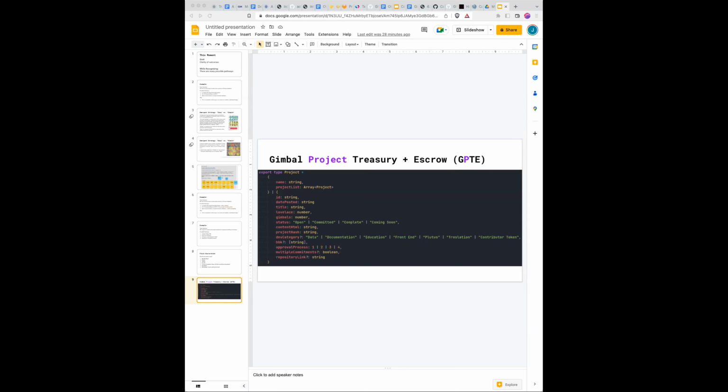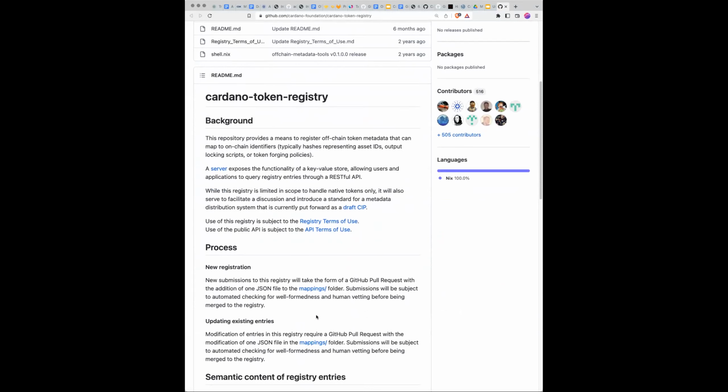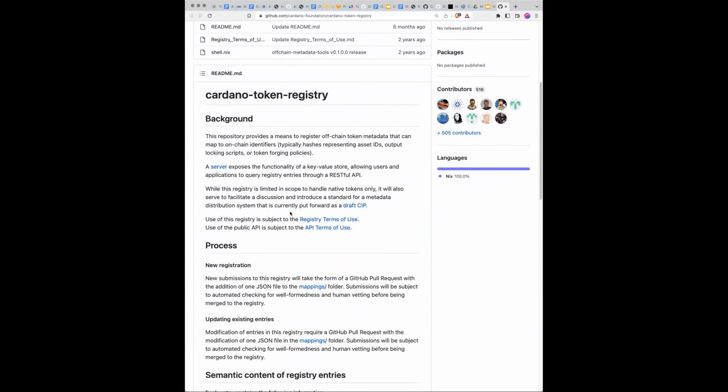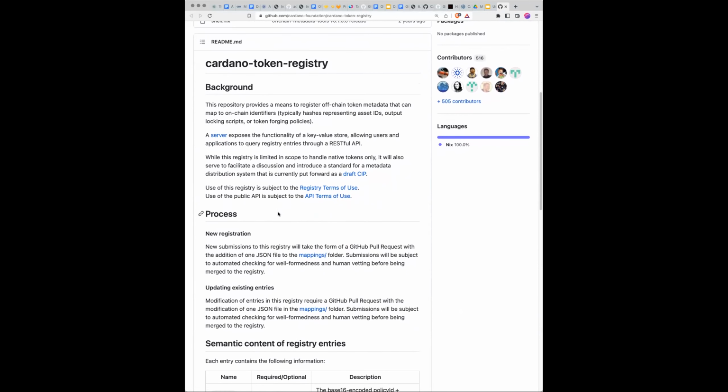Yeah, and if you go to this link that Dagwell just shared, you'll see that there's a description of the process to register your token. Off-chain token metadata, yeah. You need access to a server that exposes this, which is crazy.